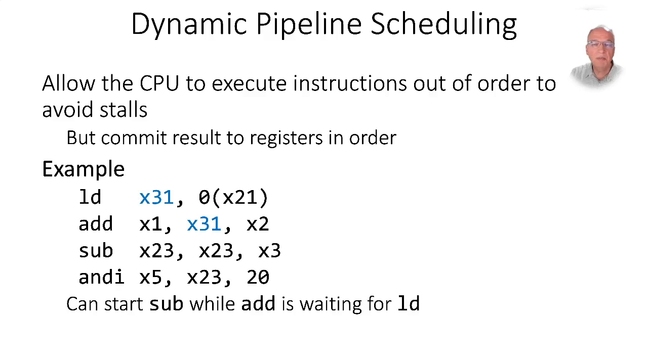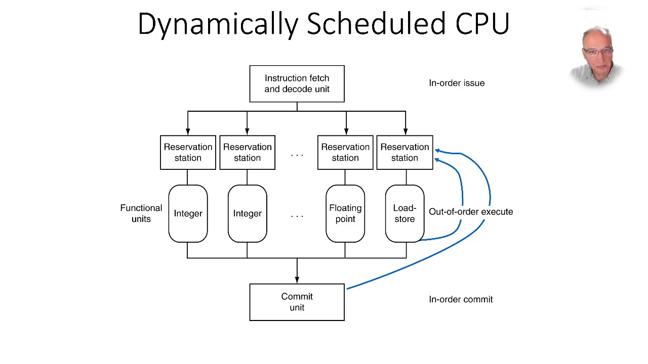But the sub is not depending on anything, so I could start the sub before the add, and I could even complete the sub before the add is executed. But I will have to wait to commit the value of the sub because the instructions have to commit in order. One of the reasons that they have to commit in order is for debugging. When debugging, I wanted to see the effect of the instructions in the order in which they occur.